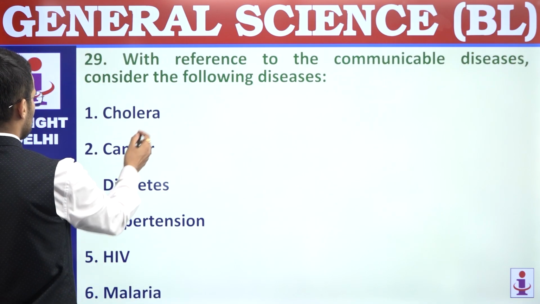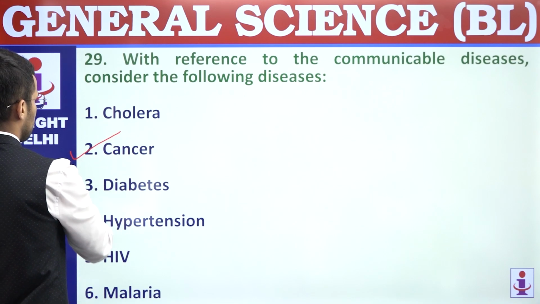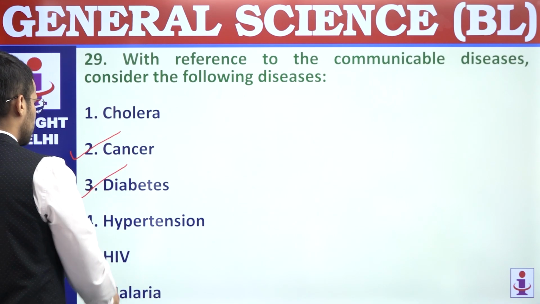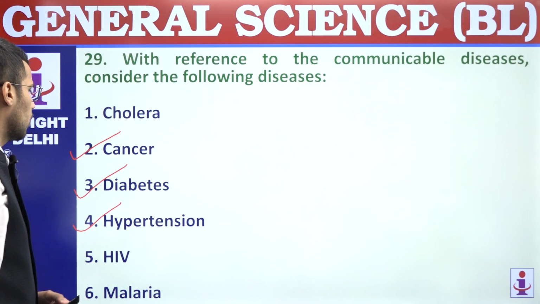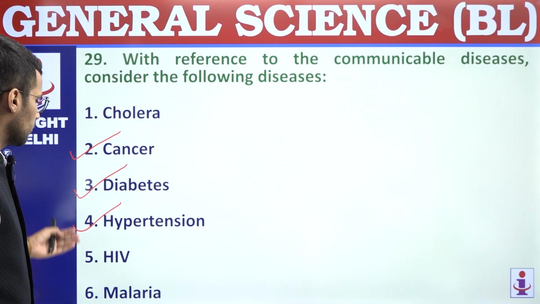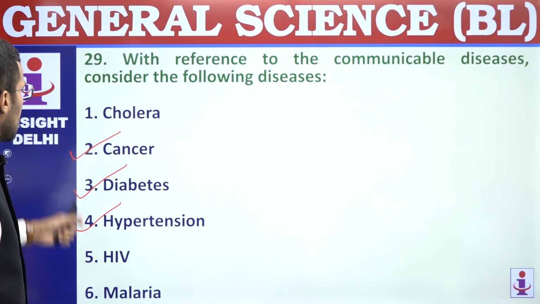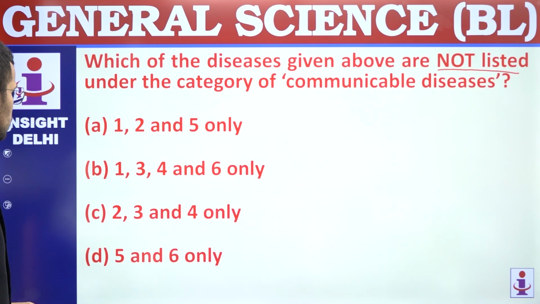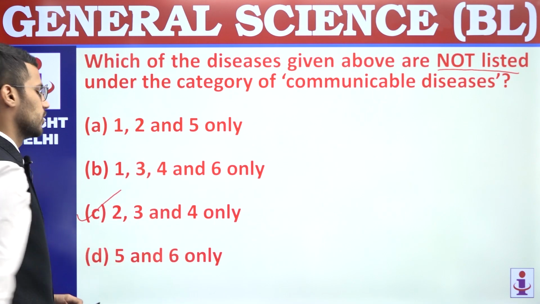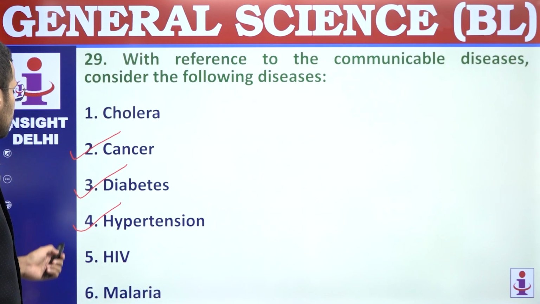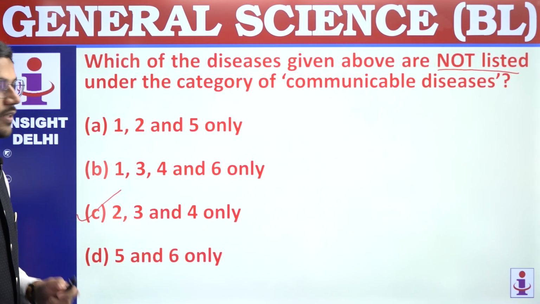So cholera is communicable, cancer is not communicable, diabetes is not communicable, hypertension is not communicable, HIV and malaria are communicable. So answer should be 2, 3 and 4, which is mentioned in option C. So question number 29, correct answer is C.